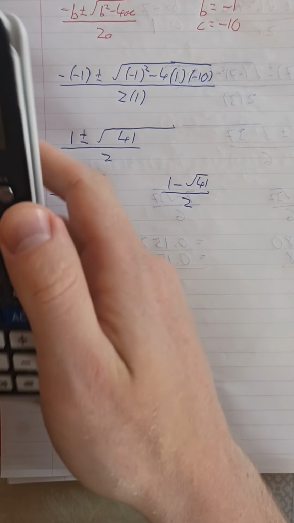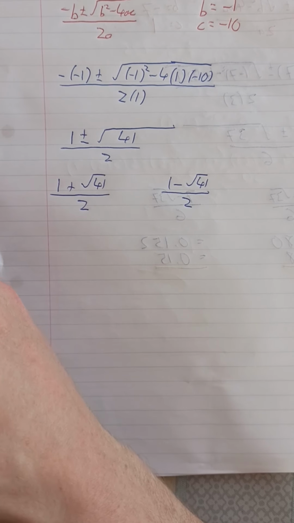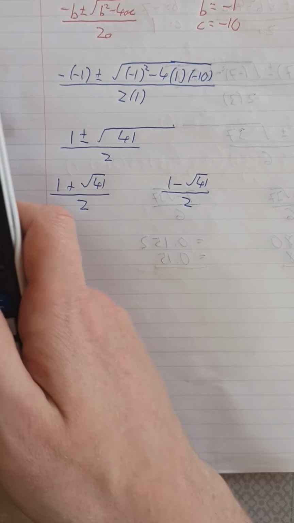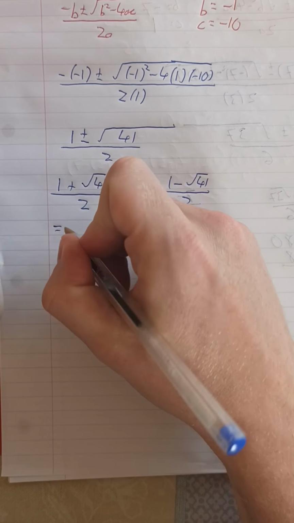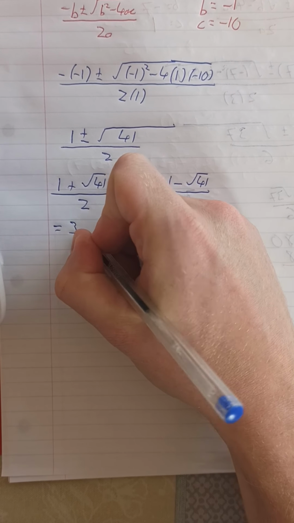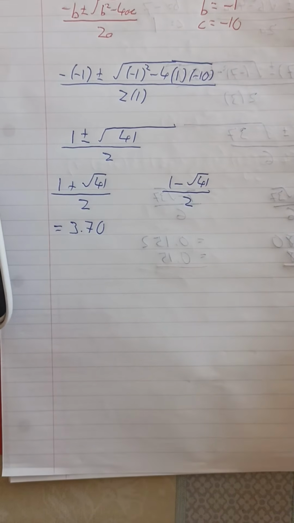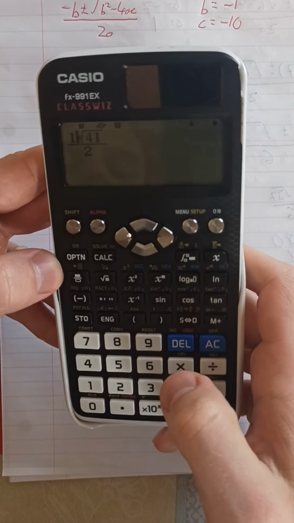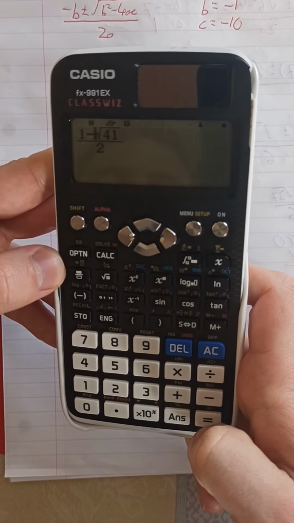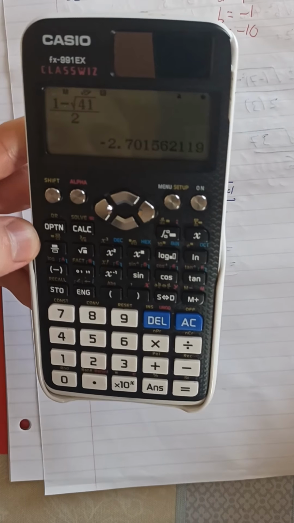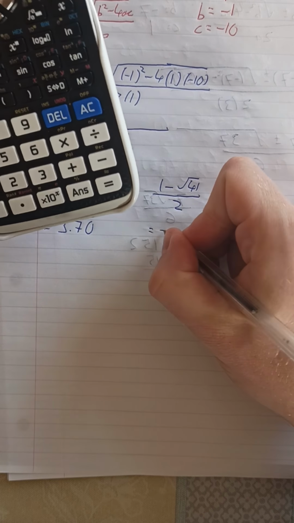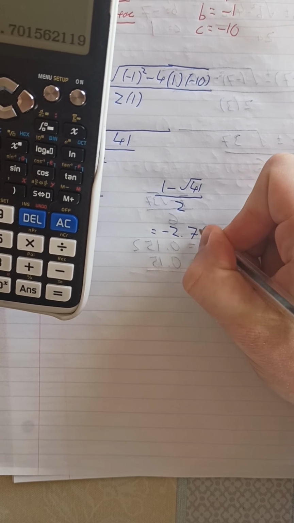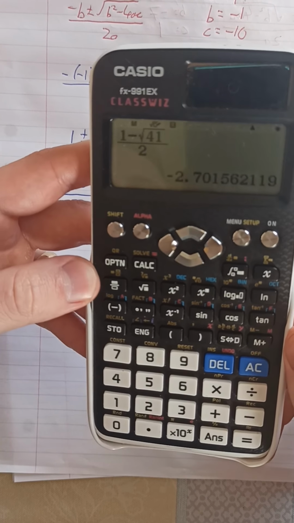So let's go back to our calculator. So this gets me 3.70. And the other one then gets me minus 2.70. Okay.